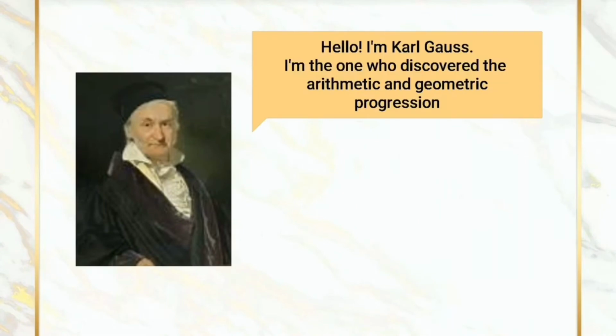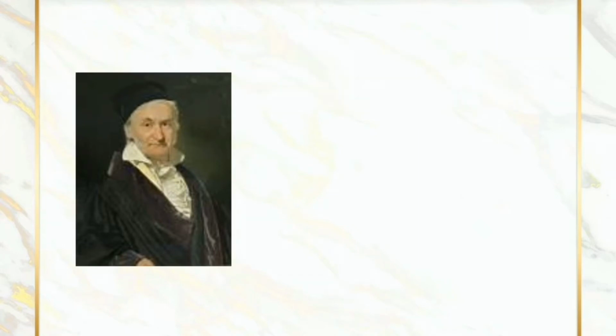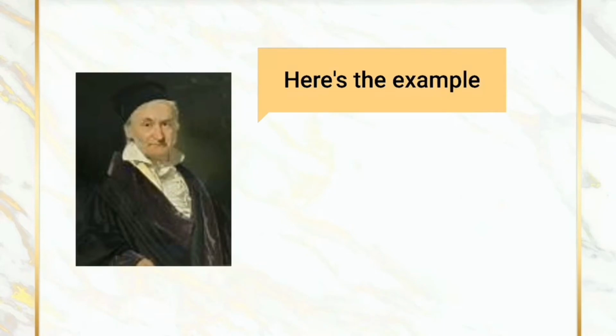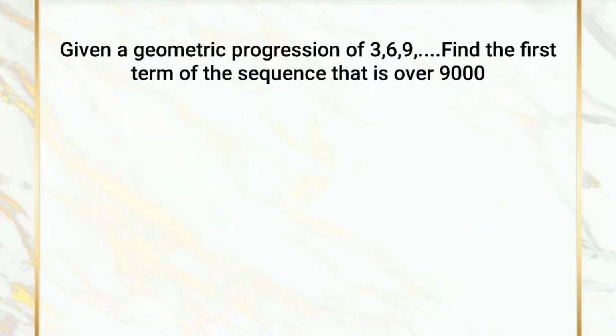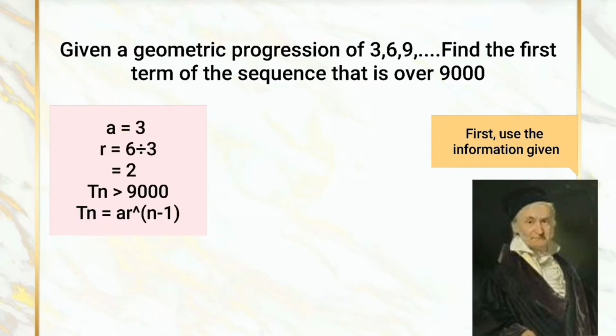Hello, I'm Carl Goss. Now discover the arithmetic and geometric progression. I'm going to show you how to solve questions involving range. Here is the example. Given a geometric progression of 3, 6, 9, find the first term of the sequence that is over 9,000. First, use the information given. As we know from the question, a, the first term, is 3 and r, the common ratio, 6 divided by 3, will get 2, and the nth term must be more than 9,000. And the formula of the nth term is ar power of n minus 1.